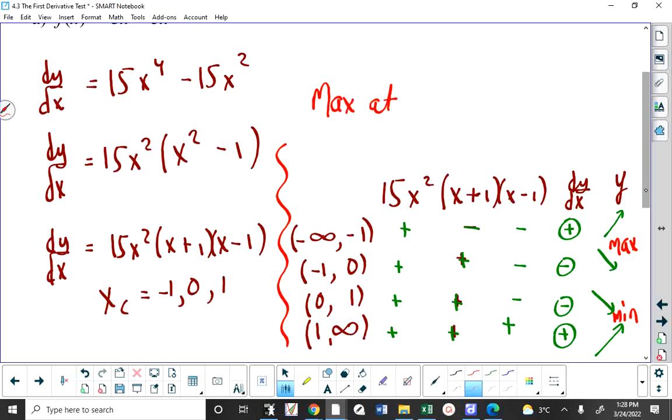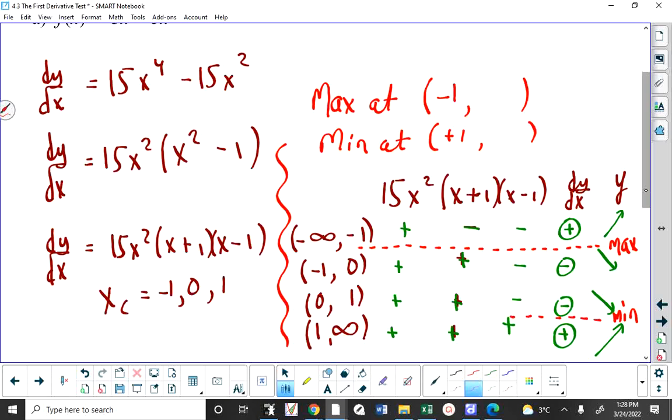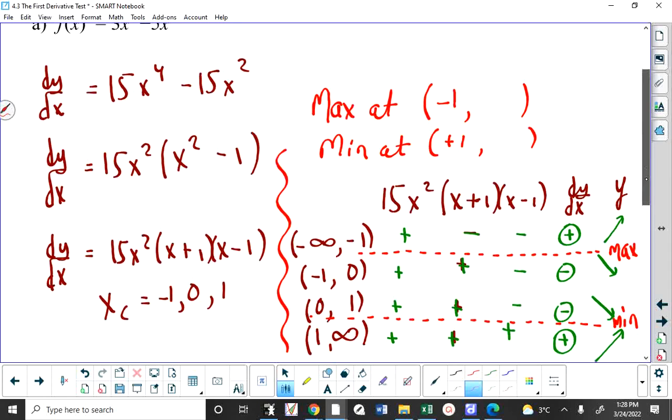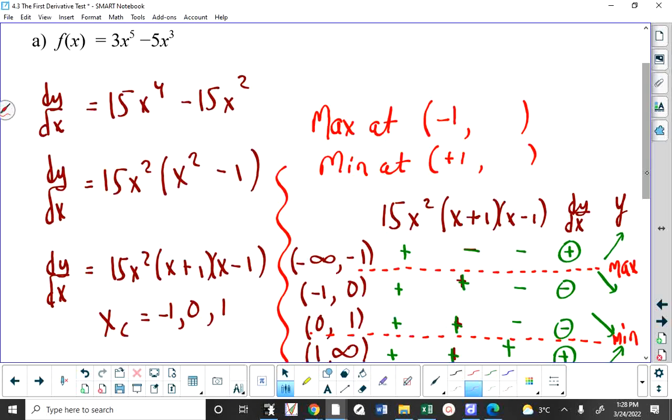So there's a max at, well, where is this? This point is where the interval negative infinity to negative 1 ends, and the interval negative 1 to 0 begins. So it's at negative 1, comma something, and we will have a minimum at positive 1, comma something. The value of x, that's this point where the derivative changes from negative to positive, the value of x there is 1. Now, how are we going to find the y coordinates? We're going to look at the function, not the derivative. You have to look at the function.